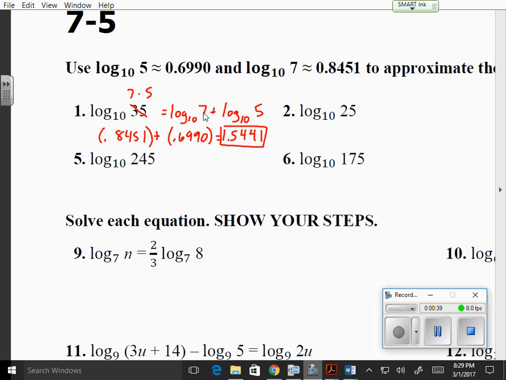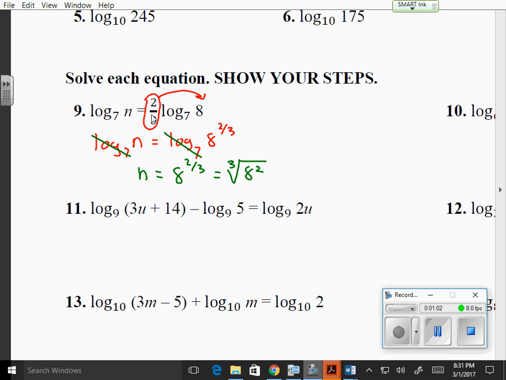We know the value of log base 10 of 7 is 0.8451. Log base 10 of 5 is 0.6990. So then when you add those together, you get 1.541. This is the part you need to show: how you broke it up, and then the replacement and the substitution for the values they give.